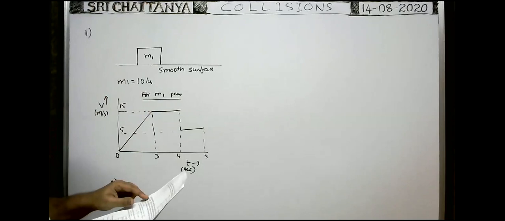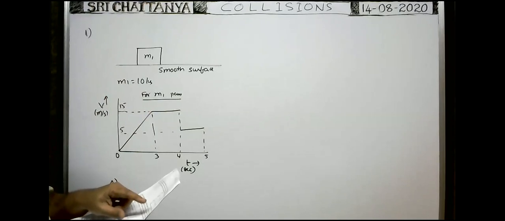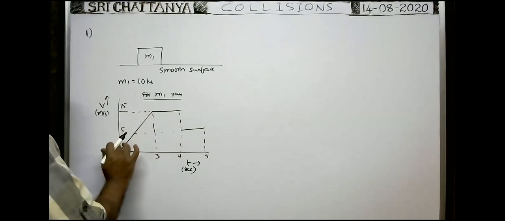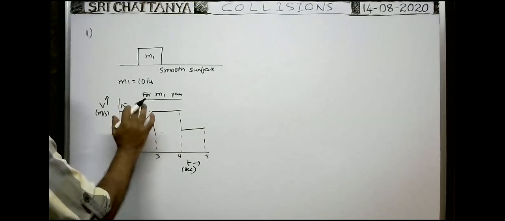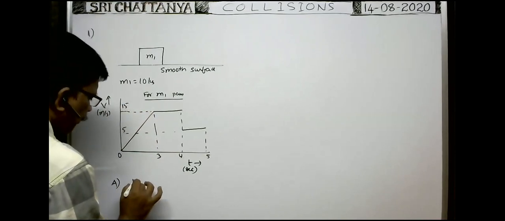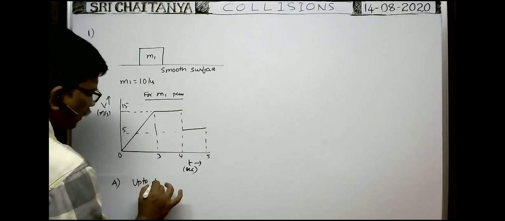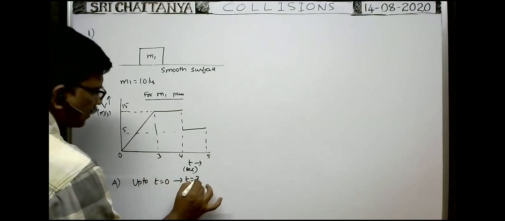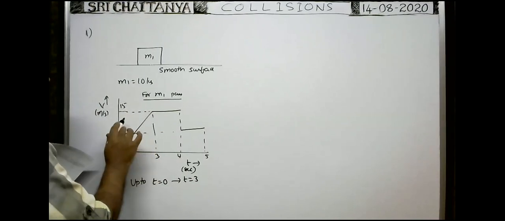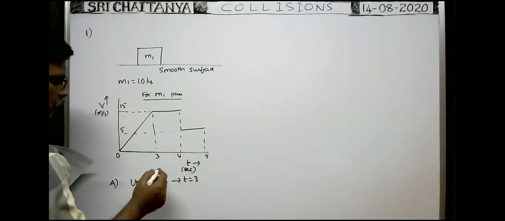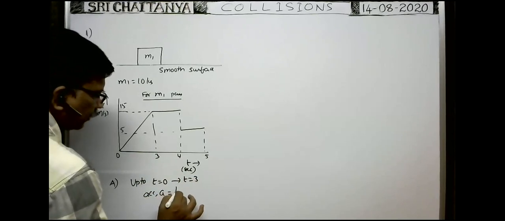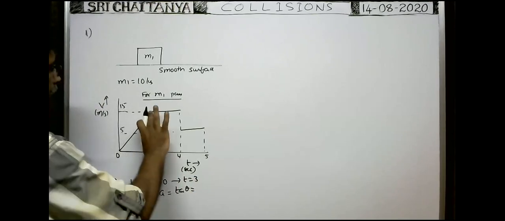So here in the first option, the external force acting on the system is 50 Newton from t equal to 0 to t equal to 3 seconds. Of course, up to 3 seconds only the body accelerates, so up to 3 seconds only the force acts. What is that force? From t equal to 0 to t equal to 3 seconds, the slope of the velocity time graph is constant. The slope of the velocity time graph gives acceleration, so that acceleration is constant. That's why acceleration a is equal to slope, tan theta, that is opposite by adjacent.